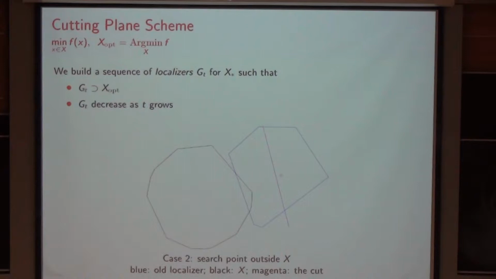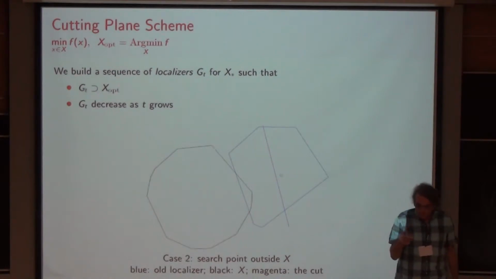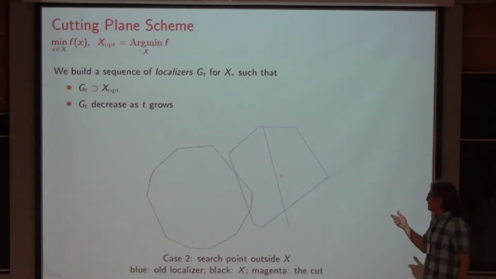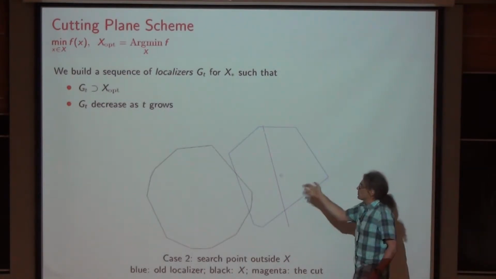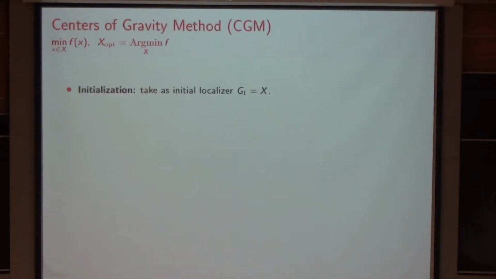So instead of just using bisection, we have plus or minus. Here we will have the direction of the gradient, or the direction which is given by the separator.